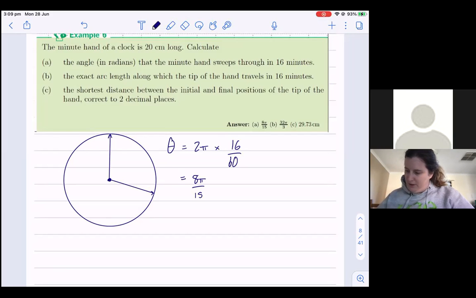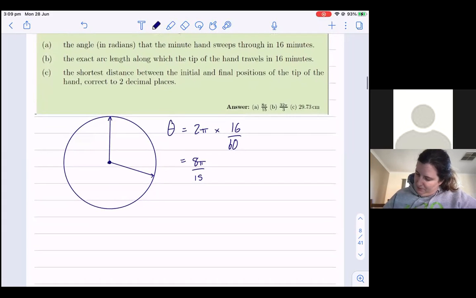Hopefully, I just cheated. 2 times 16 on 60. See, without a calculator, I would have been able to do that in my head. Because I have one here, I can't.